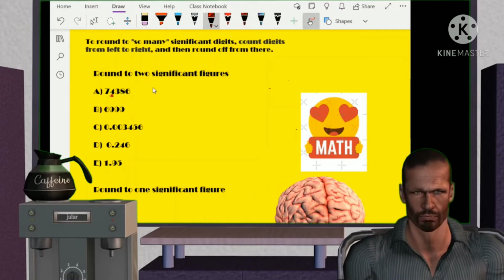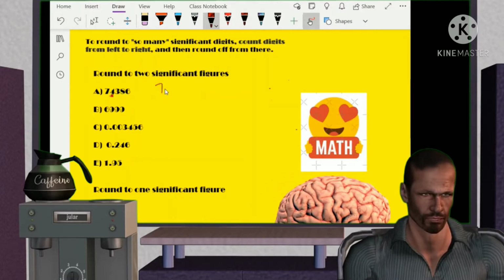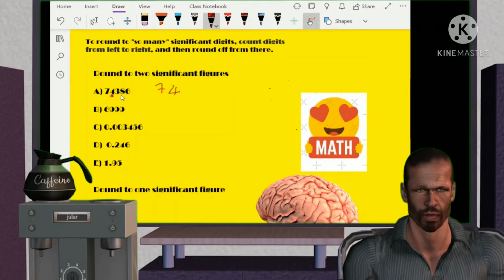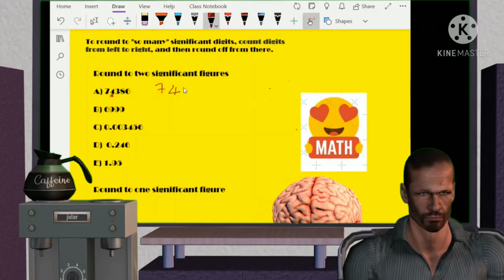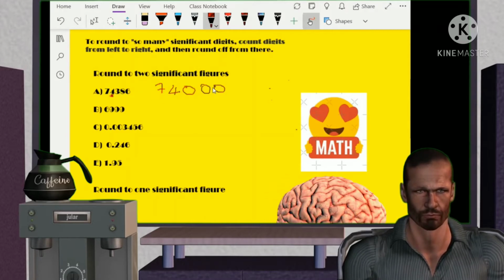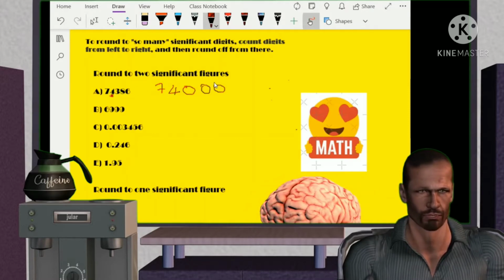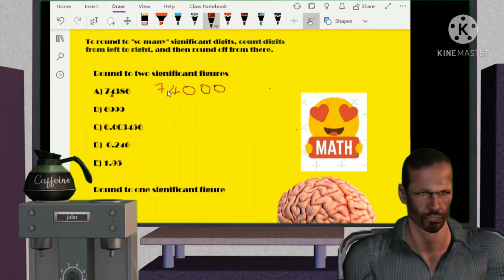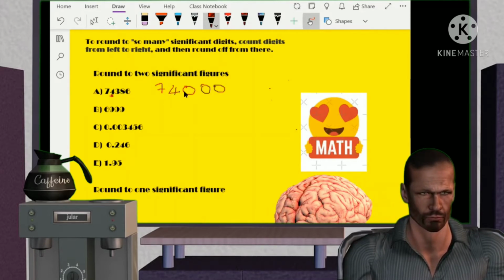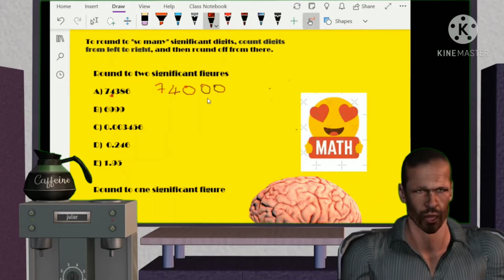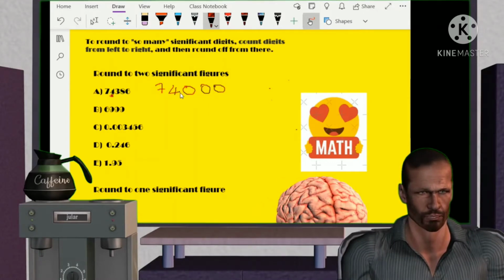So to two significant figures, I'm going to have 7, 4, and I replace all the other numbers with 0. So we have 0, 0, 0. So to two significant figures, my answer is 74,000. And of course, here you can identify the fact that this is two significant figures because trailing zeros are not significant. All right.